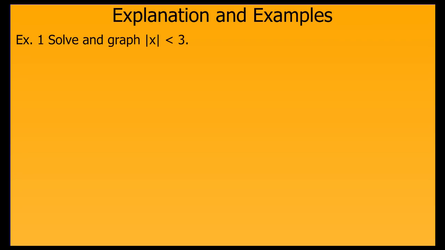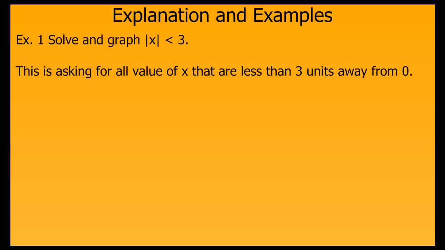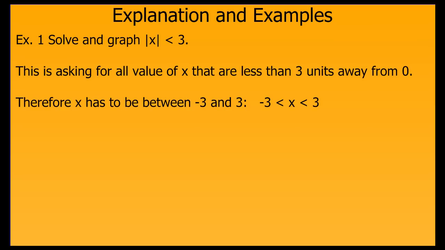First, we need to think about what this is really asking us. What this is actually asking for is all values of x that are less than 3 units away from 0. Therefore, x has to be between -3 and +3. We could write that as a compound inequality like this: -3 is less than x is less than 3.